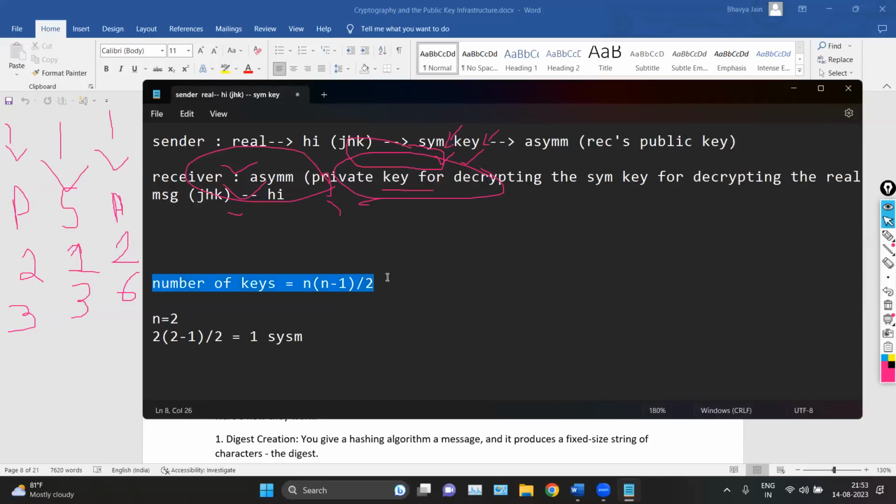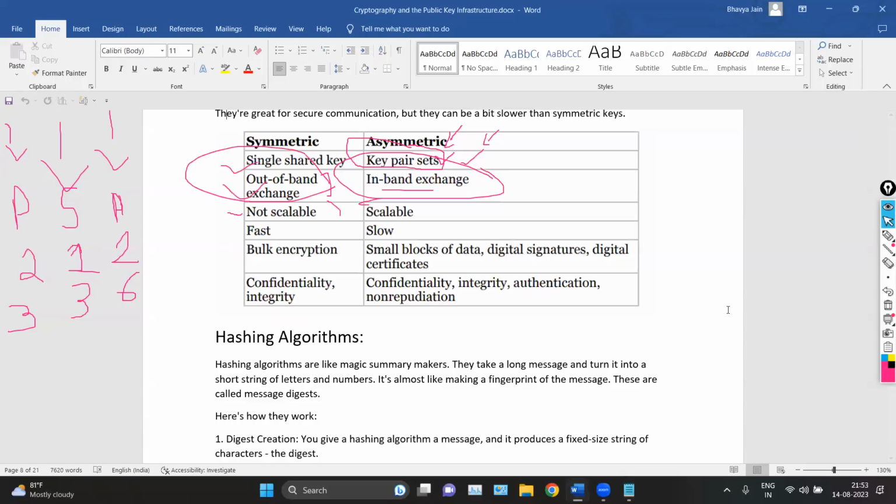This is the formula for calculating the symmetric keys. Calculation of symmetric keys: how many keys are required for how many participants. Let's say you have 2 participants, and for 2 participants you need 1 key. That is obvious, because the same key is used for encryption and decryption. In asymmetric, you need 2 keys, a pair of keys: private key and public key.